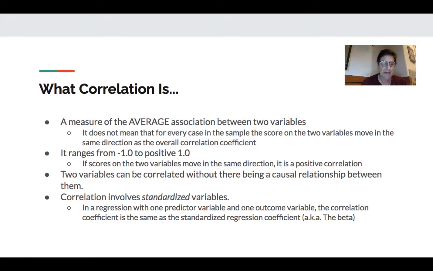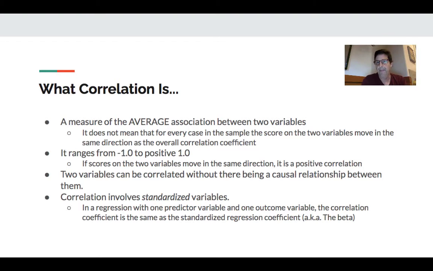As you've heard time and time again, I'm sure, correlation does not mean causation. Just because two variables are correlated, it doesn't mean that one variable is causing the other. Now, it doesn't mean that they're not. In fact, you can't have a causal relationship without a correlation, but just having the correlation doesn't mean you've got causation. And the correlation involves standardized variables.